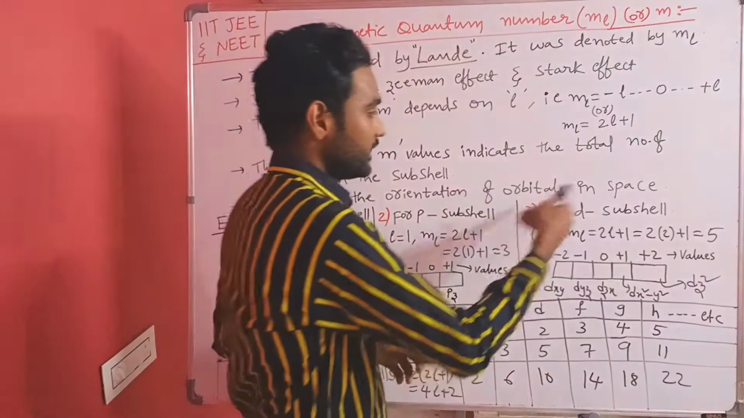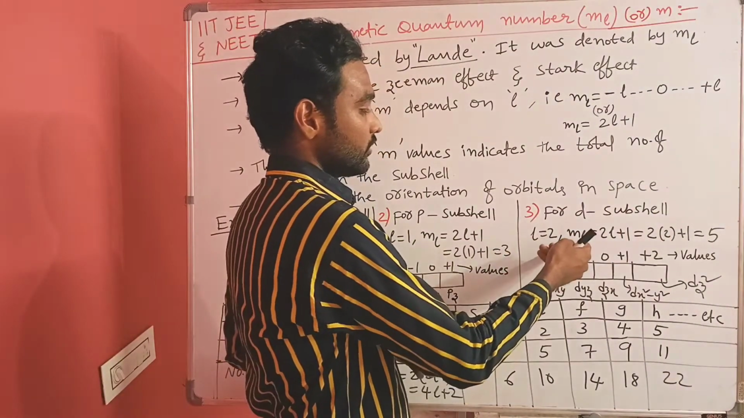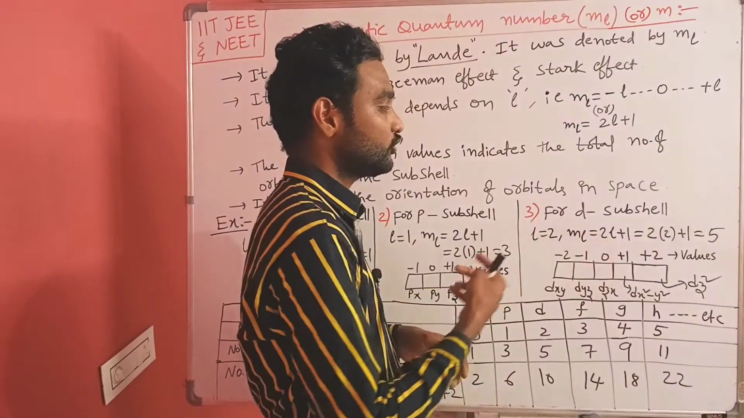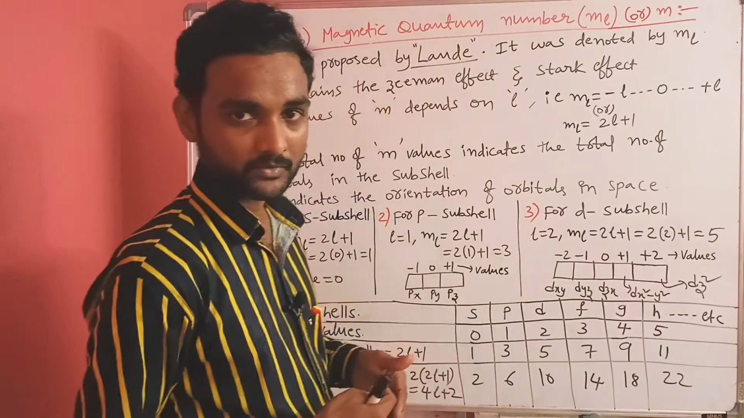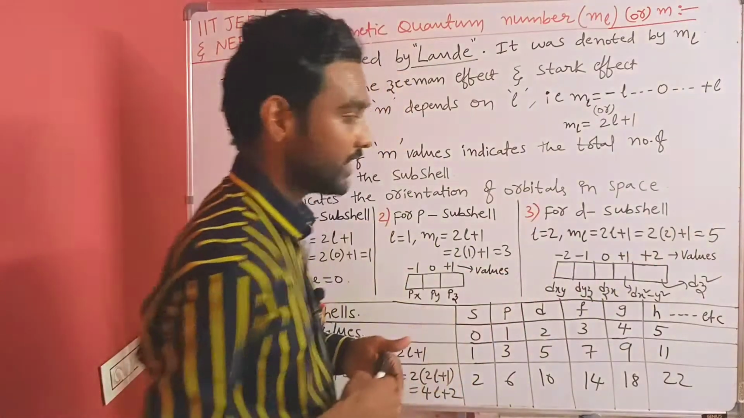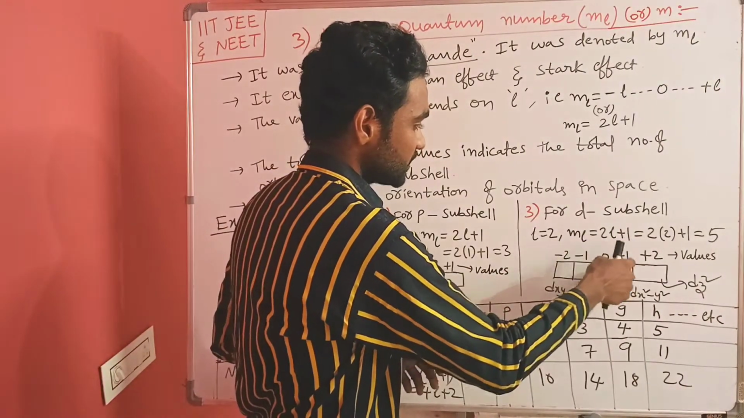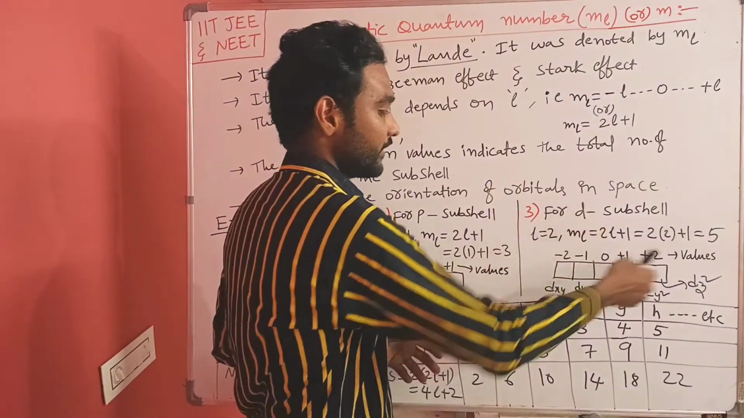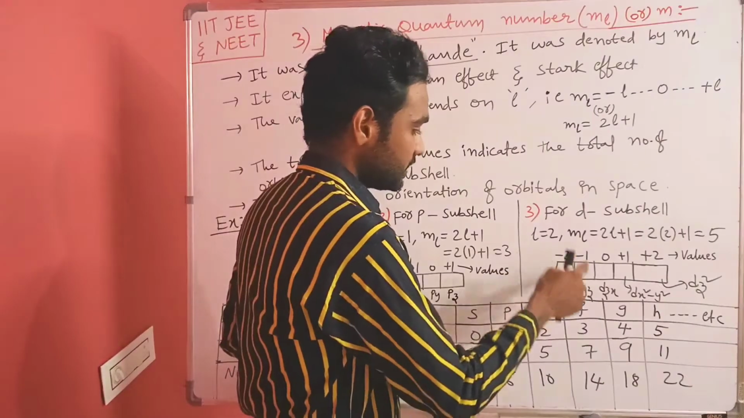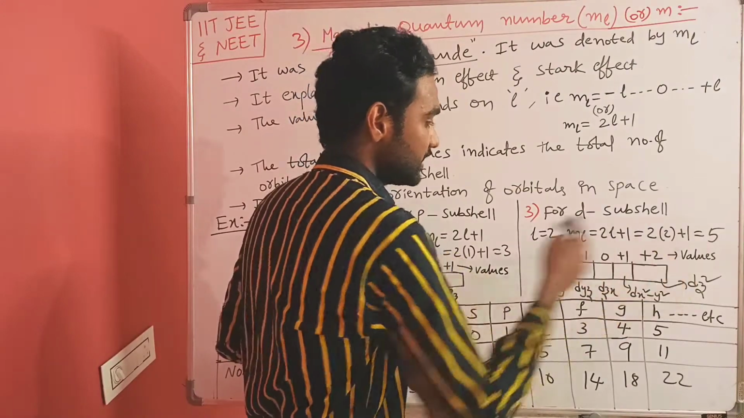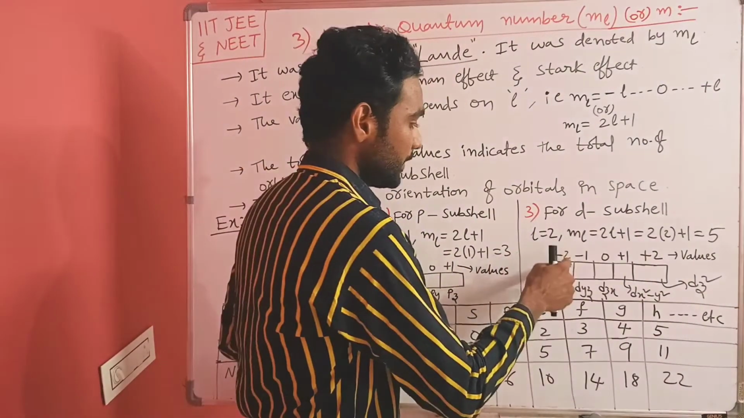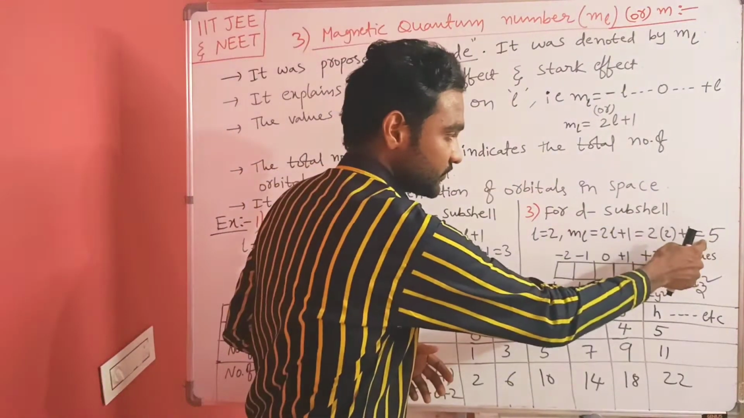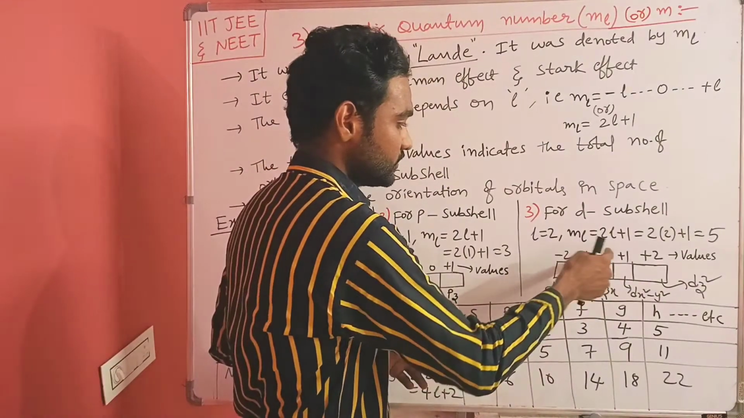Next for the d subshell, L value is 2. Now the number of ml values is 2L plus 1. Substituting the L value, 2 into 2 plus 1, it is equal to 5. Here answer is 5, but values are minus 2, minus 1, 0, plus 1, plus 2. These are the orientation values. It means in the d subshell there are 5 orbitals. What are they? dxy, dyz, dzx, dx square minus y square, dz square. Their orientations are minus 2, minus 1, 0, plus 1, plus 2.